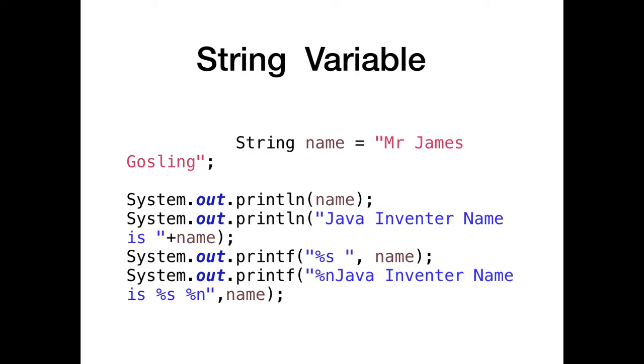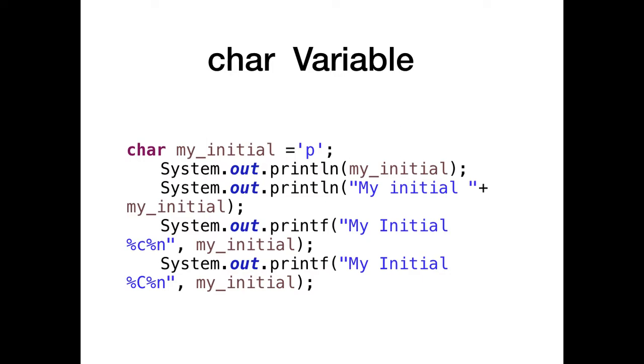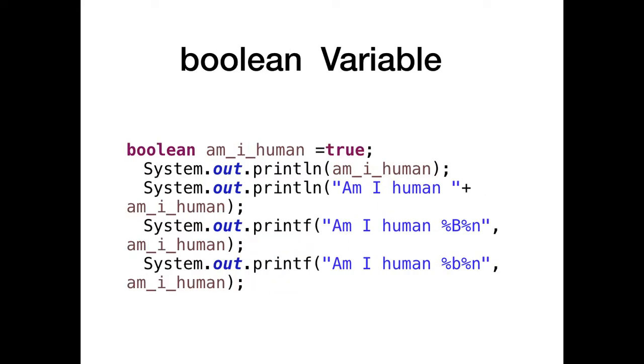String variable. Mr. James Gosling is the inventor of Java technology. Trying to print his name in different ways. Yes, this is the first thing. And character variable, you are creating a character, and the character is p, and System.out.println. We are trying to print in different ways, available ways, and all the ways will help you in different situations.